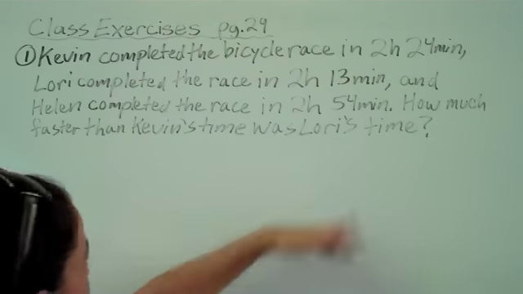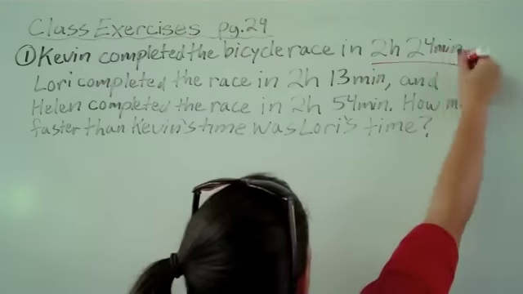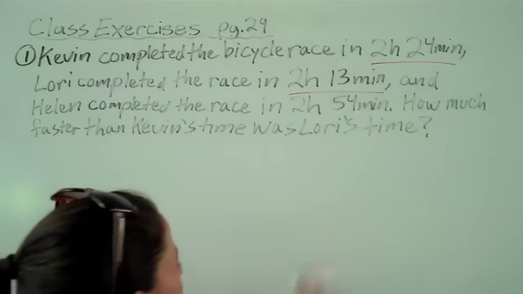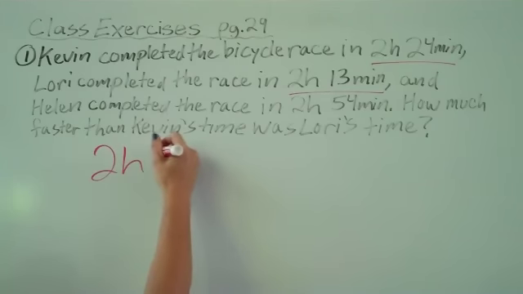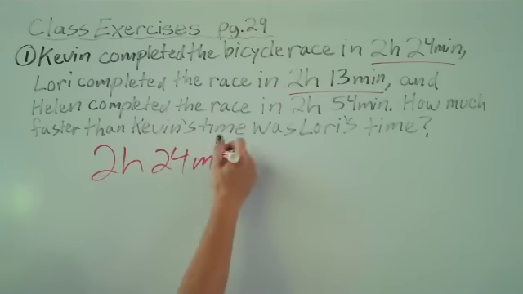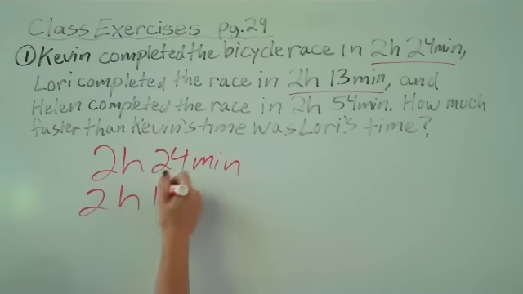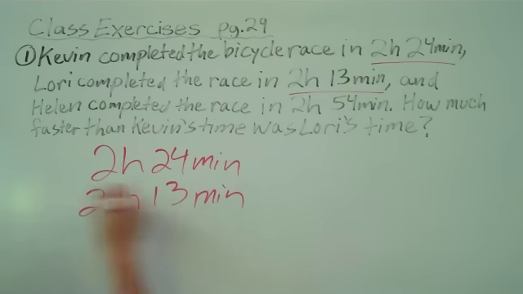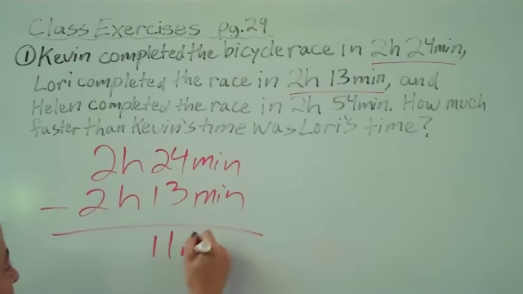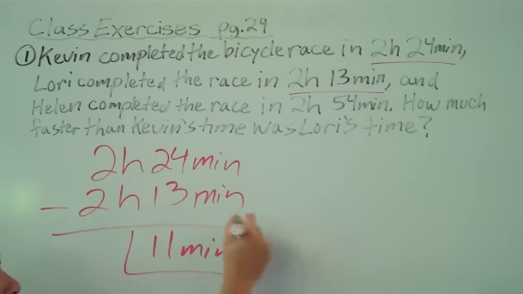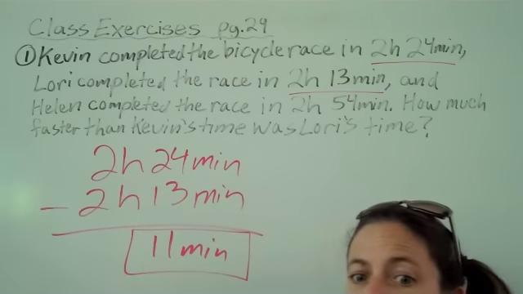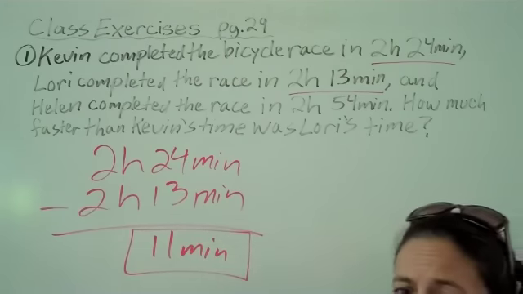I have Kevin's time and Lori's time. Kevin's time is 2 hours, 24 minutes. Lori's is 2 hours, 13 minutes. So I'm going to subtract them. I should put the bigger number on top, which is Kevin's because he was slower, and Lori's on bottom. And now I am subtracting them. If I have 24 minutes to subtract 13 minutes, I am done with 11 minutes. And 2 hours minus 2 hours equals 0 hours. So how much faster than Kevin's time was Lori's time? It was 11 minutes. So I've carried out the operations carefully.